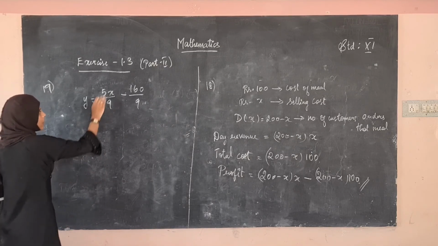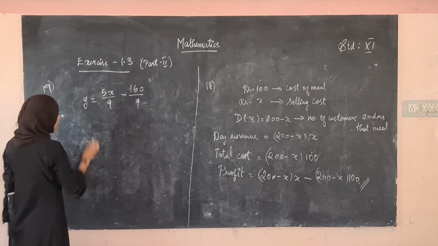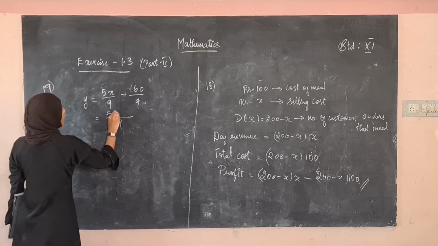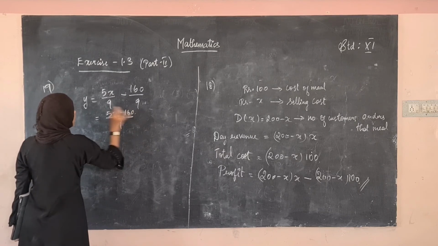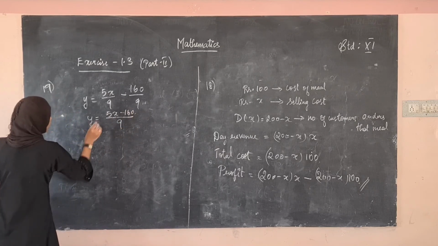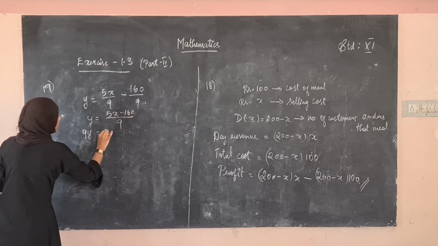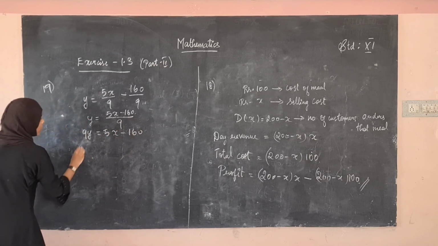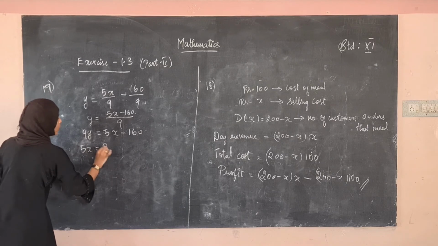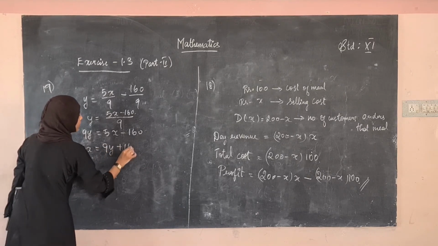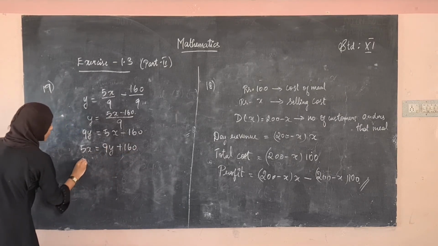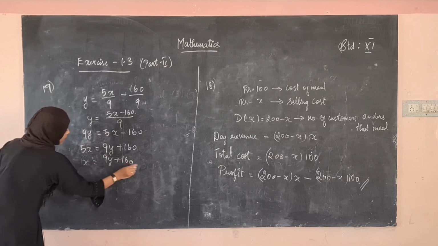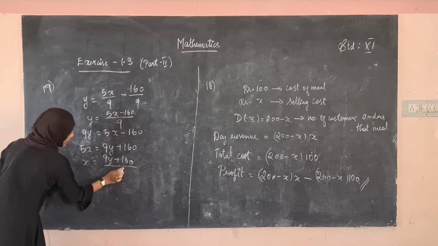Inverse of the function means we have to find the value of x. See here, this can be written as, so the LCM is 9, 5x minus 160. Take this 9 to this side, so it becomes 9y is equal to 5x minus 160. Take this 160 to this side, so 5x will be equal to 9y plus 160. Take this 5 to the denominator, x is equal to 9y plus 160 divided by 5.